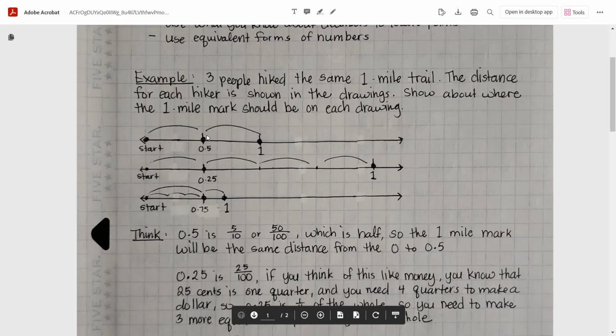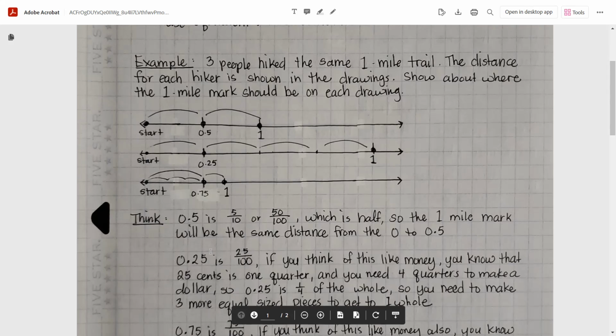So I'm going to make the same size jump to put a mark on the number line to show where the 1 whole would be, because it's telling me this is the first half, so I need to measure the second half. Now for the second number line, the point that they gave me is 0.25.